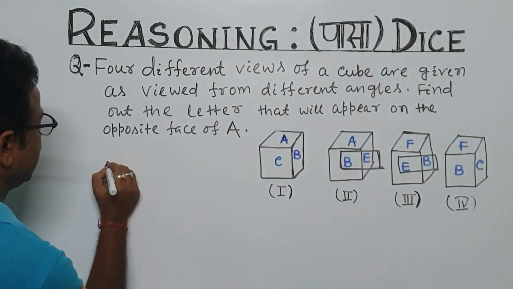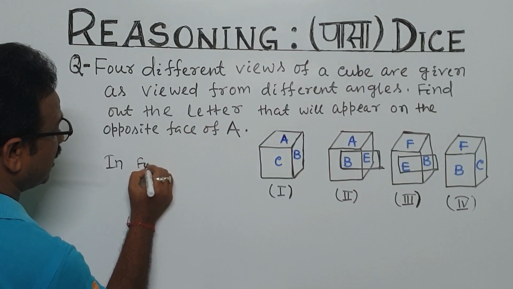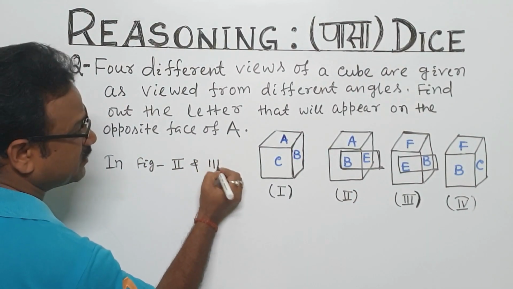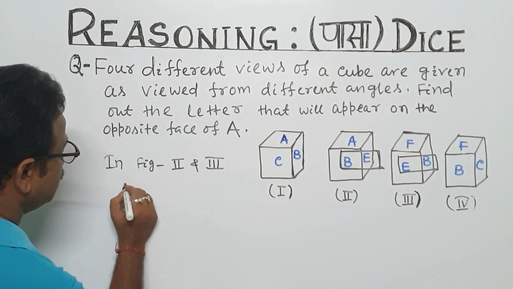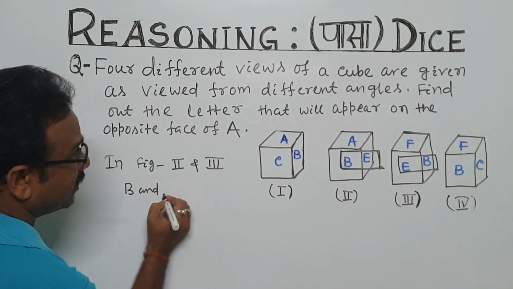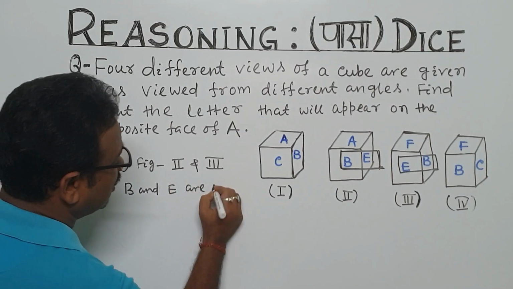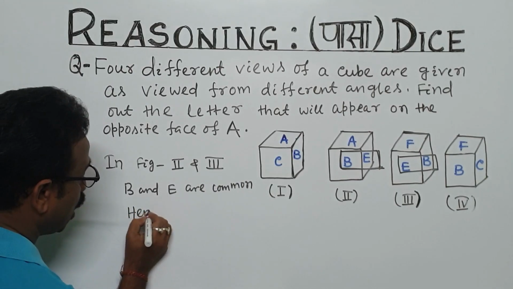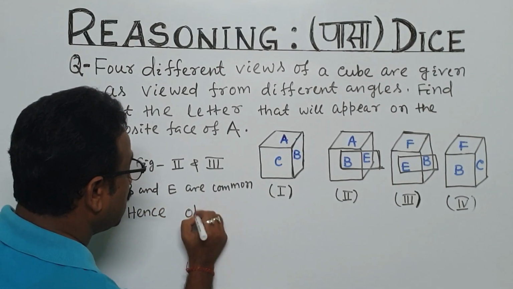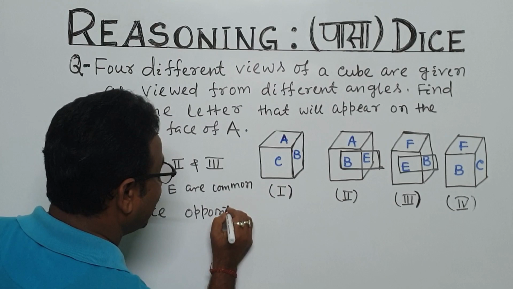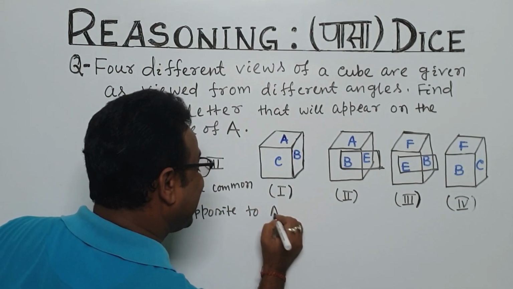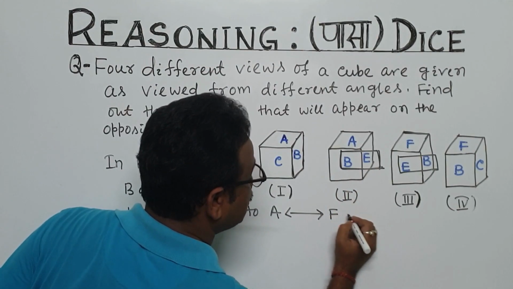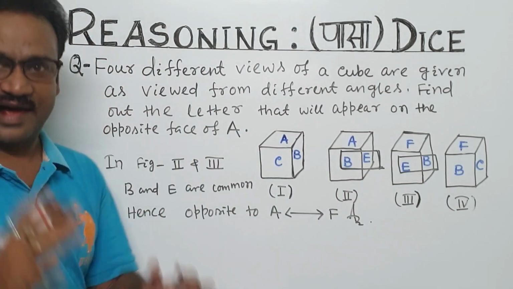So in figures 2 and 3, B and E are common. Hence, you know, opposite to A is which one? F. So F is your answer.